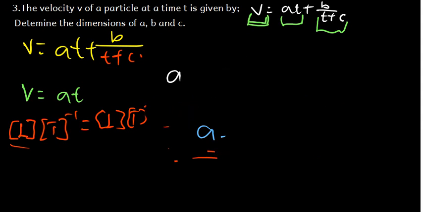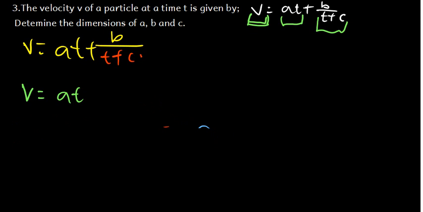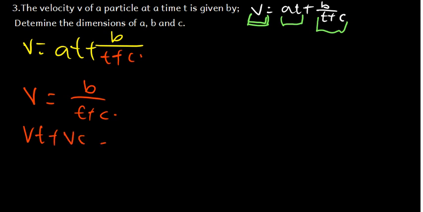For the next part, we are going to take the v alone and b over t plus c. From here, we can cross multiply, and then it's going to be vt plus vc equal to b. So we want to find the dimensions of b and c.